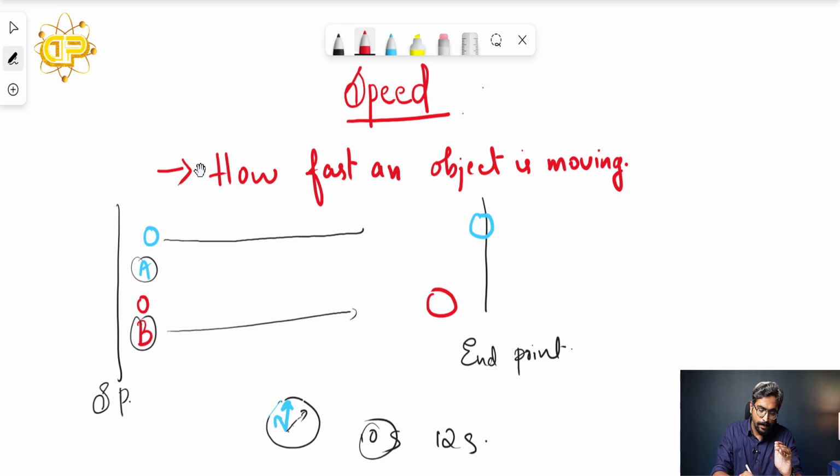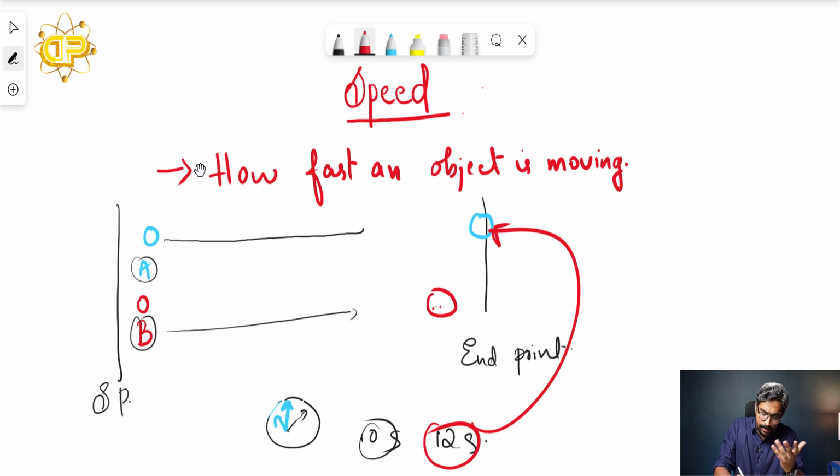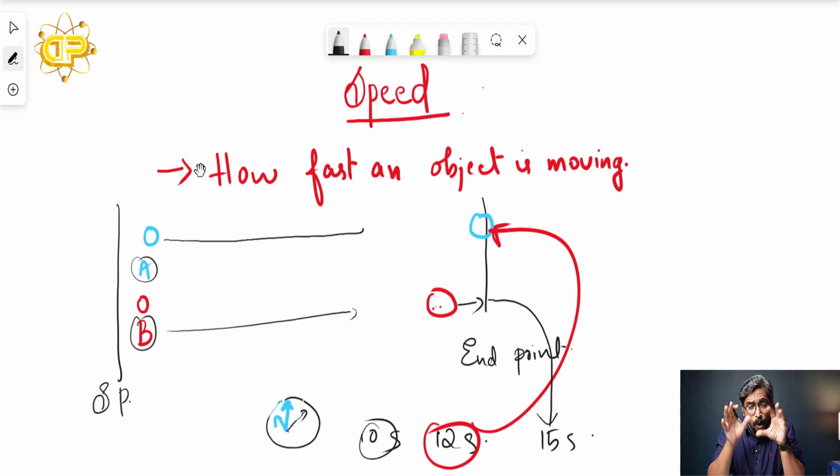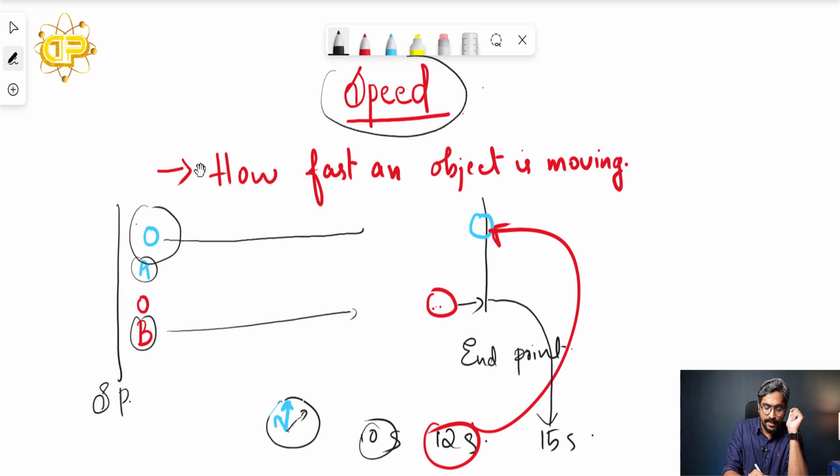Object A has taken 12 seconds to reach the end point, whereas object B is still here. It would have taken, say, 15 seconds. So here you can see object A is faster, and how fast an object is moving with respect to time, there comes a term that is speed. So speed is how fast an object is moving. That's all, that is the story behind this term speed.